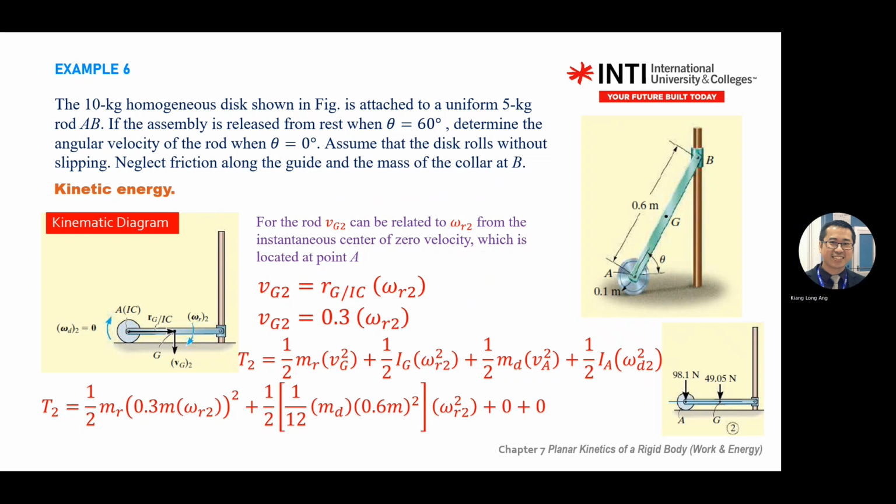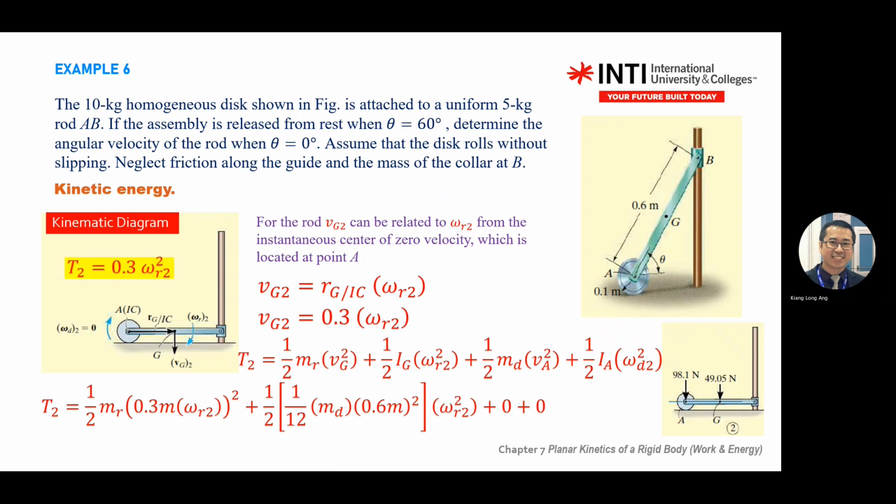Example 6 tells you that this is a composite body. It consists of two bodies. So you need to do analysis for the two things. When you do conservation of energy, you need to consider everything inside the diagram.